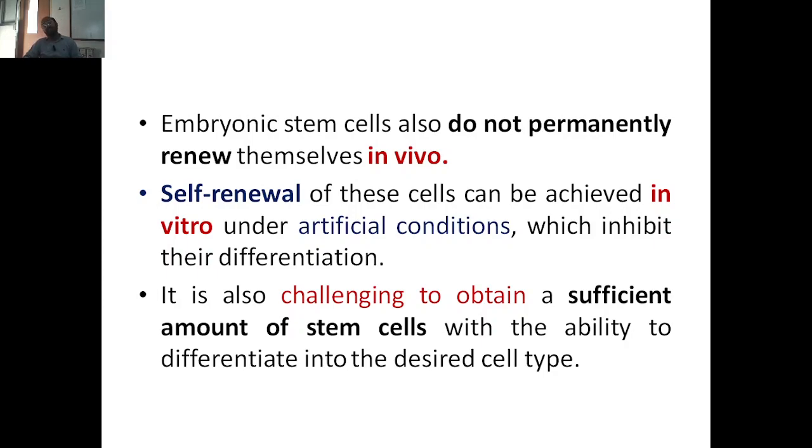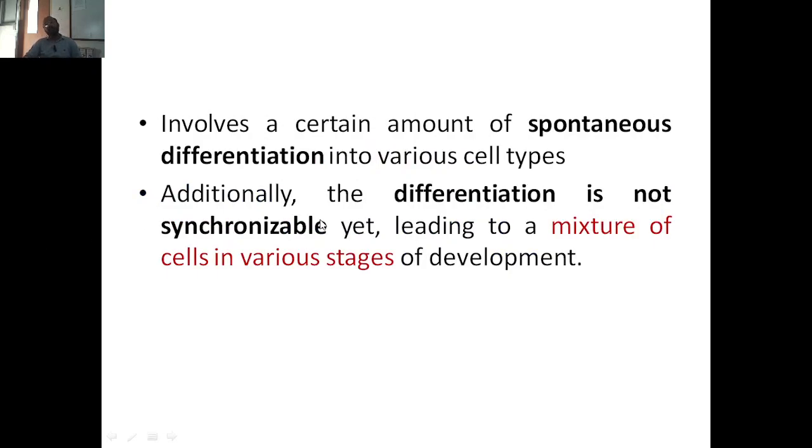The next challenge is that self-renewal of these cells can be achieved in vitro under artificial conditions which inhibit their differentiation. Sometimes artificial conditions may stop the differentiation of the stem cells. It is also challenging to obtain a sufficient amount of stem cells with the ability to differentiate into desired cell types. The next challenge involves a certain amount of spontaneous differentiation into various cell types which might not be required, but the differentiation occurs spontaneously. So we cannot have control over it.